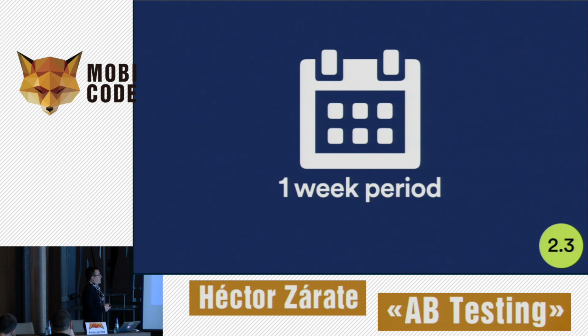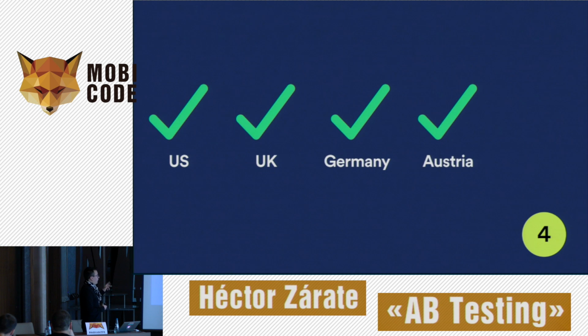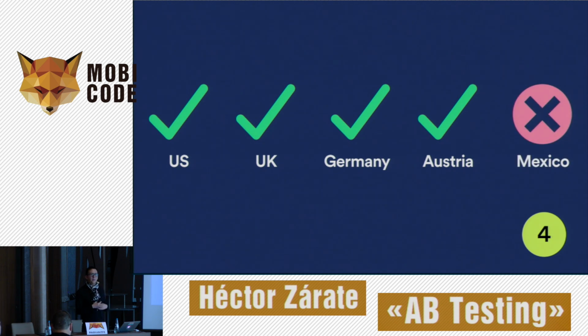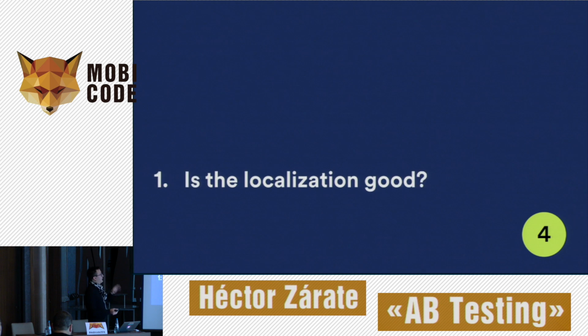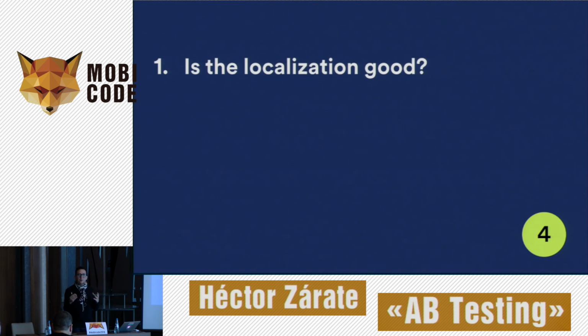We ran this test in 5 different markets: US, UK, Germany, Austria, and the users like it. We were very happy about that, but one market specifically didn't work as we expected. It was Mexico, actually. So these are very tricky tests, because when you run this kind of test, you're expecting answers, and instead of answers, you get more questions. So the question is, why didn't Mexico perform as we expected?